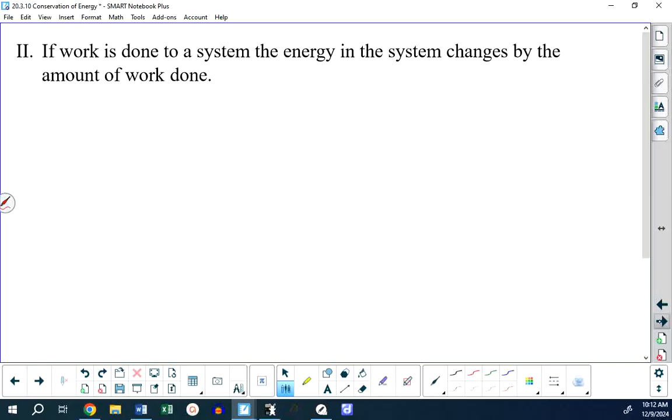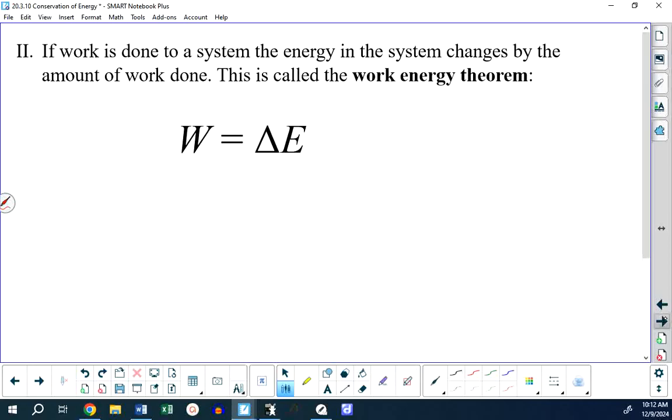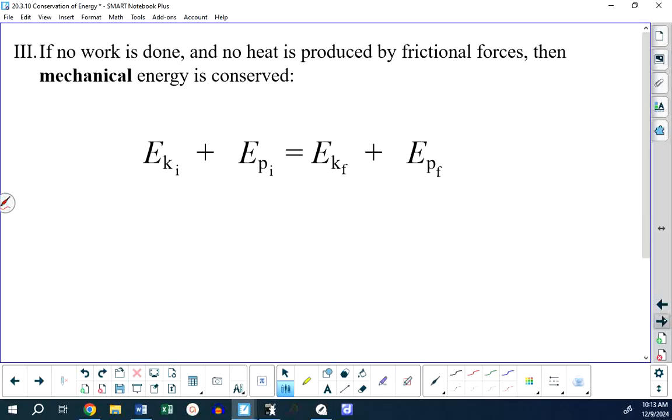If work is done to a system, we change the amount of energy in the system, and this is called the work energy theorem, a real sophisticated sounding thing, which is just that. It's the definition of work. This is actually on your formula sheet. It's an idea, it's a physics principle, but it is on your formula sheet. It says work equals delta E. And delta is final minus initial. If no work is done and there's no heat, we're back to Thursday's topic where this is what we do.